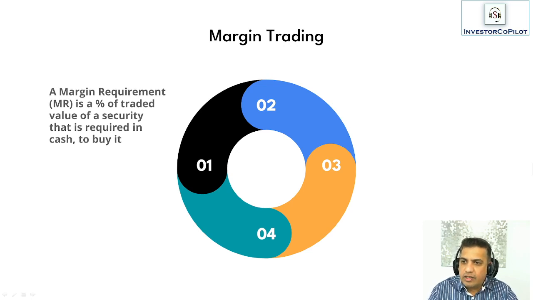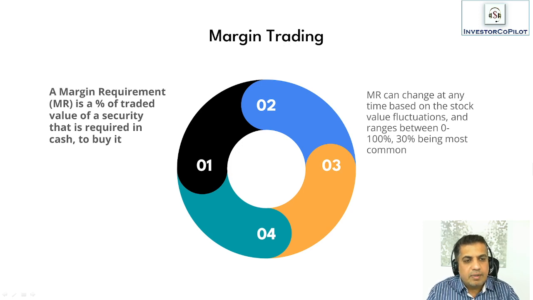With that, let's look at margin requirement. A margin requirement, or MR, is a percentage of the traded value of a security that is required in cash to buy it. MR can change at any time based on the stock value fluctuations and ranges between 0% to 100%, 30% being most common. Now, simply put, let's say that the market value of a security is at $100 and I'm trying to purchase it as a buyer.